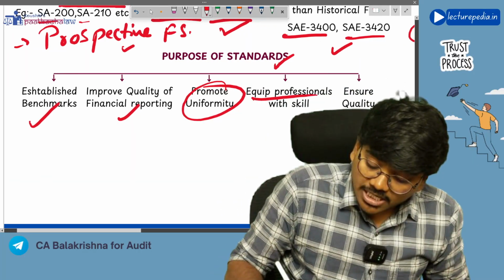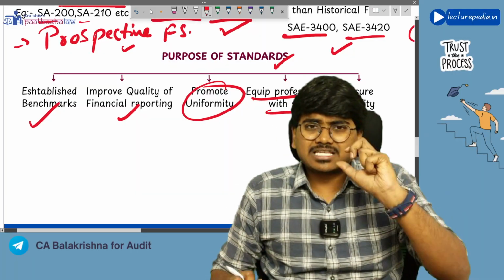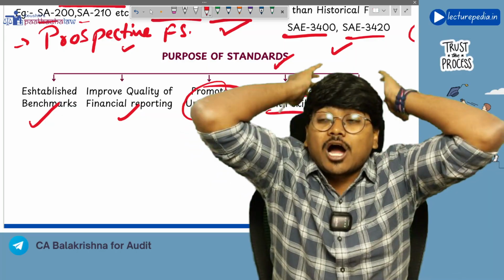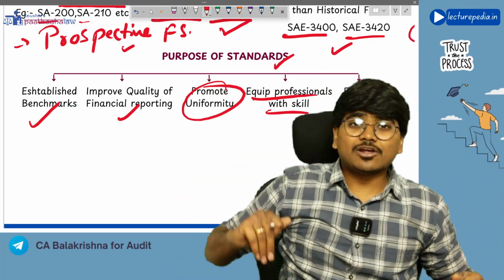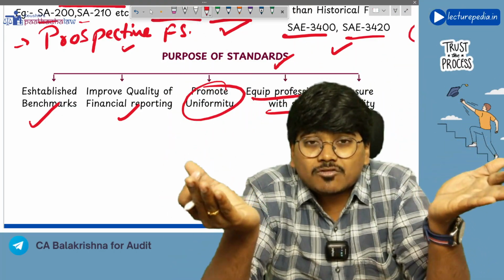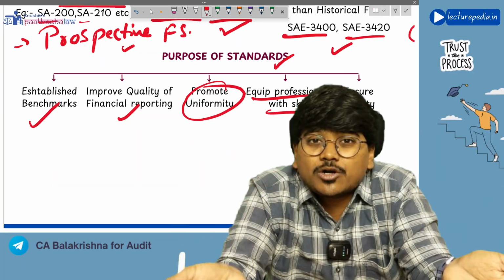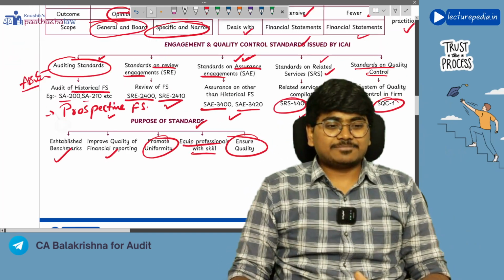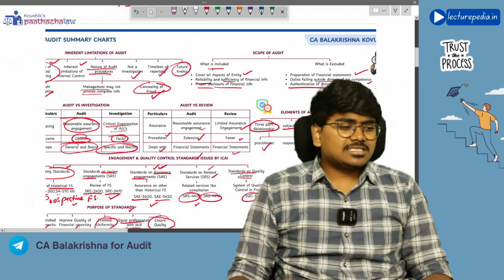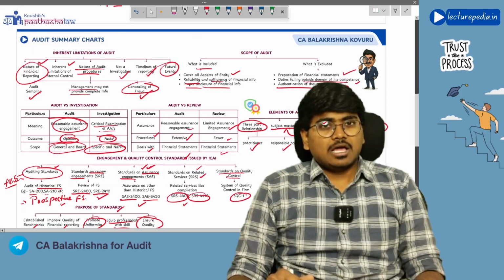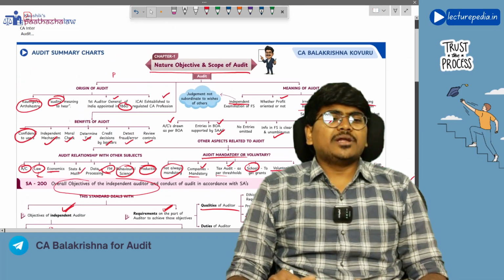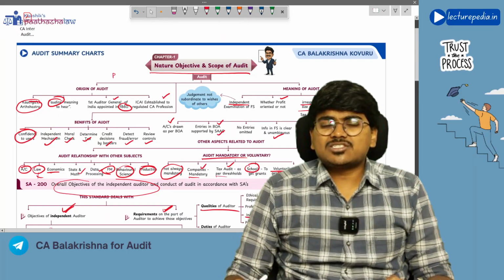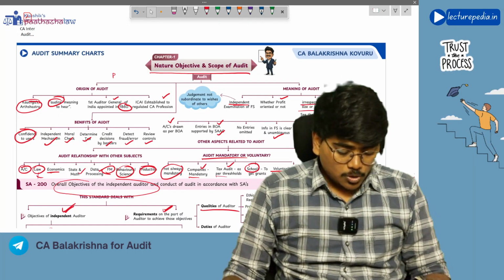Next, it will also equip professionals with skills. Professionals means we chartered accountants will acquire knowledge on how to do the audit by reading the standards on auditing, right? So standards on auditing will also help to acquire professional knowledge for doing the audit, and they will ensure quality. So this is the purpose of standards, and this is the complete discussion of chapter number 1, nature, objective and scope of audit. So that's it.